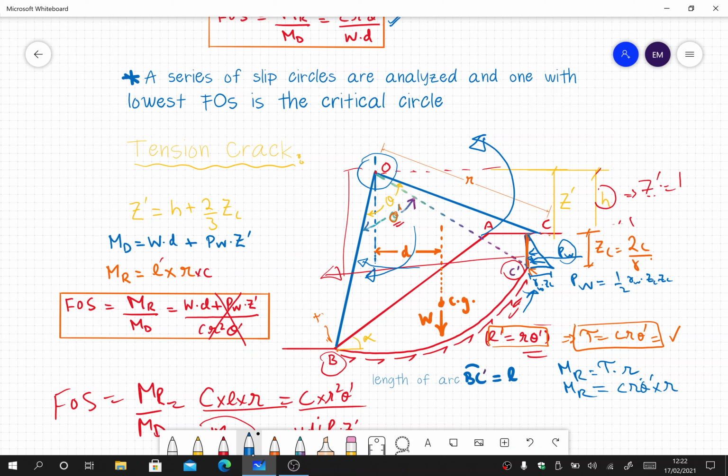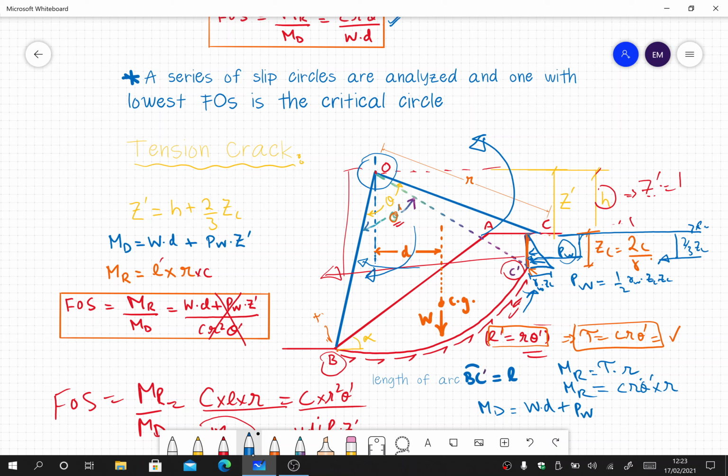Okay, now we talk about the disturbing moment. The disturbing moment is due to W into D, that is weight, but now we have to add to it. Let's call this PW, that is a force, but we have to find its point of action from the center of the circle. We know that in a triangular distribution it acts at 2 by 3rd from the top. If this is the ground surface, let me extend that line. So PW is acting at 2 by 3 ZC.